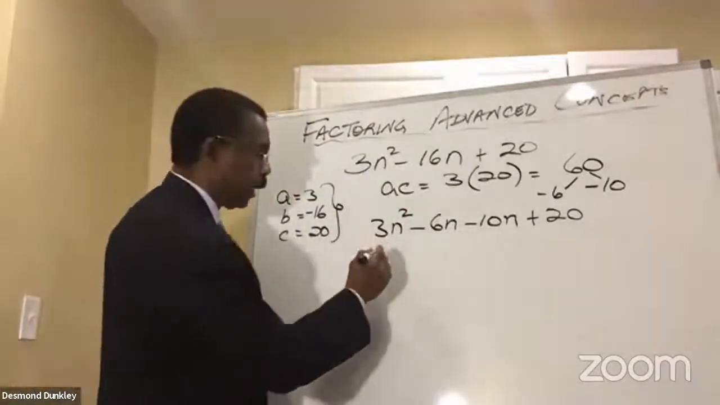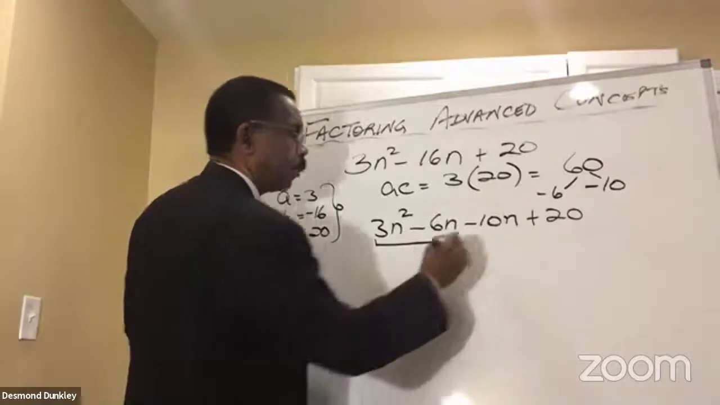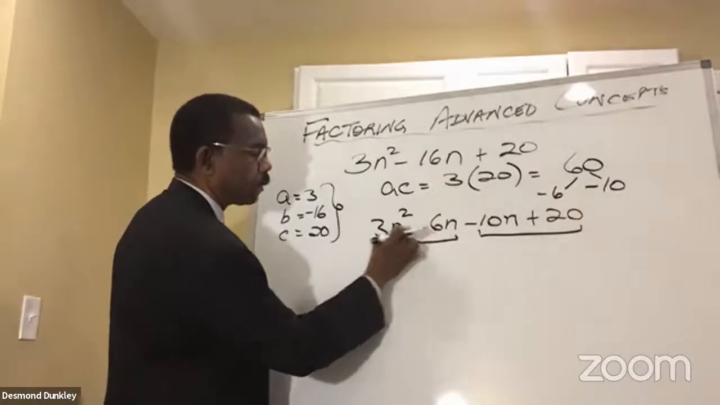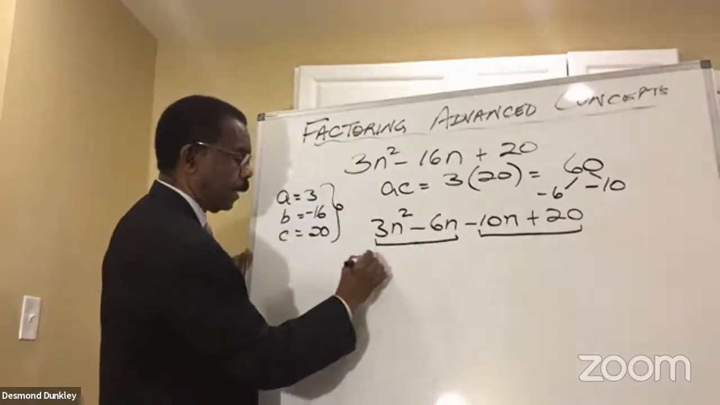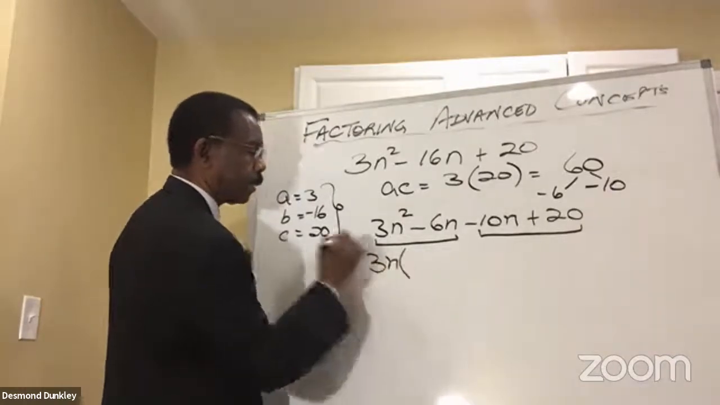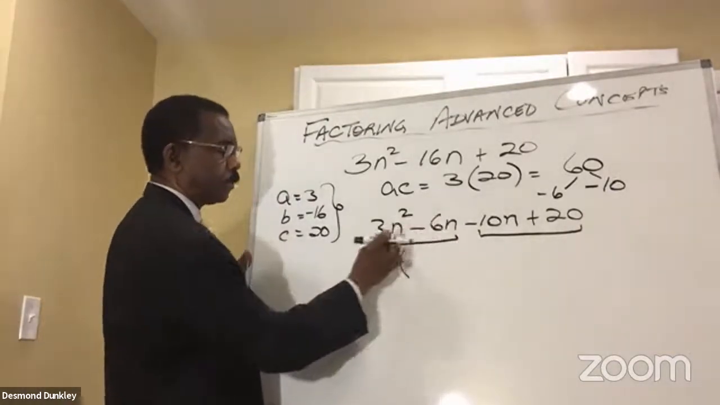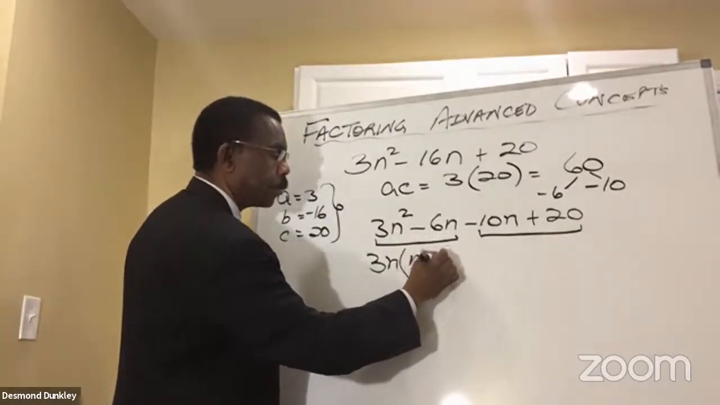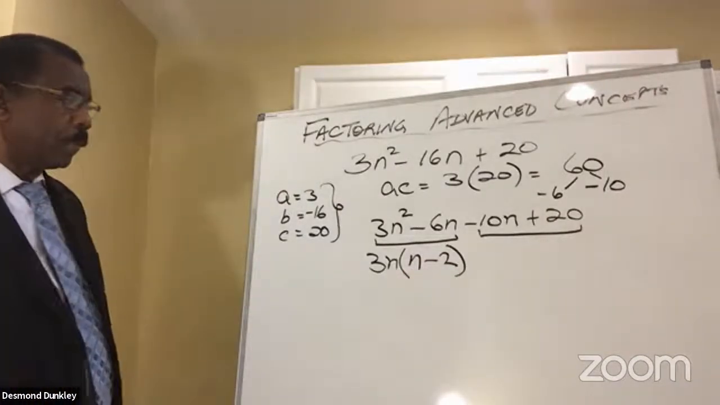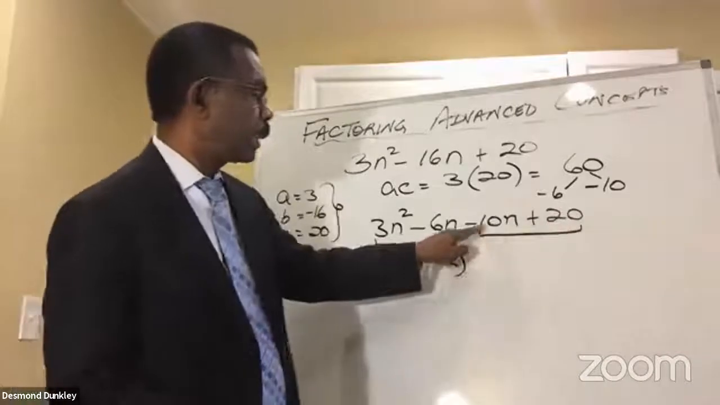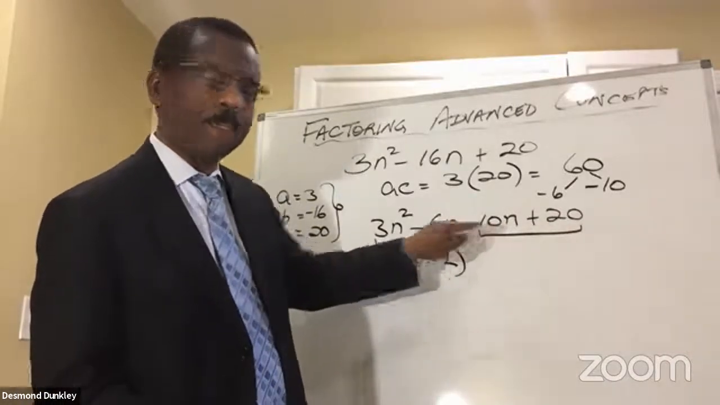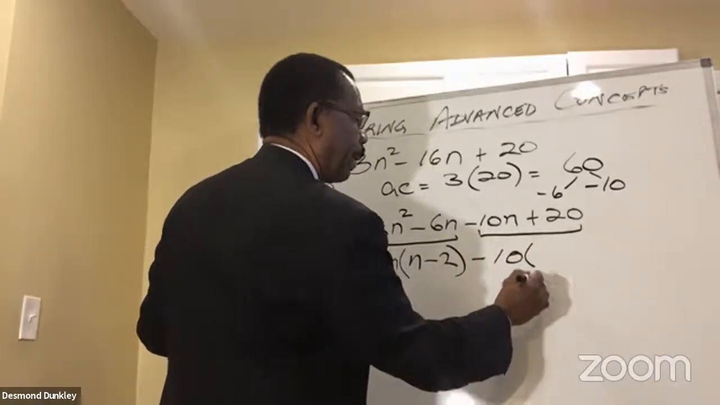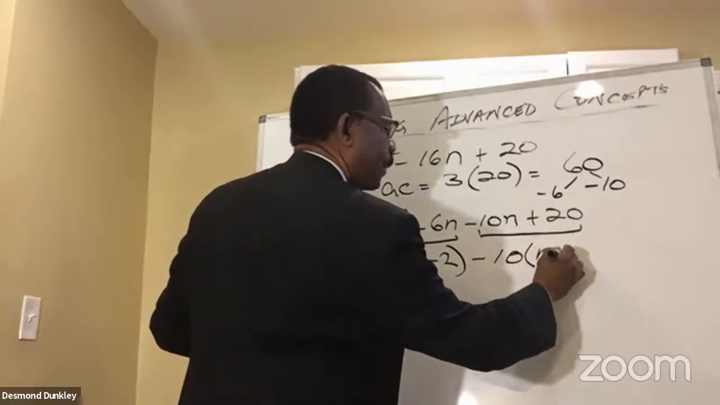So now the last step, say we group these two and factorize. What is common to these two terms? The numbers are 3, and of course the letter will be n. So 3n will be common to these two terms. When you factor out the 3n, we end up with n minus 2. Go to the second group. What is common to this group here? A negative 10. So we factor out a negative 10, and we end up with n minus 2.